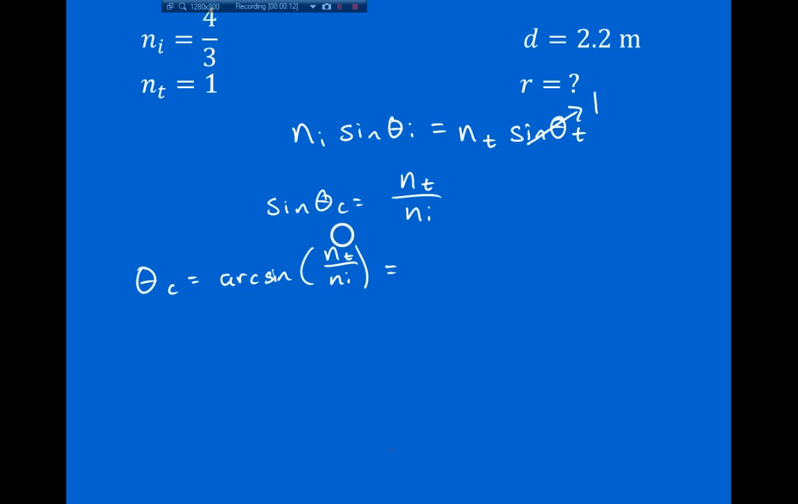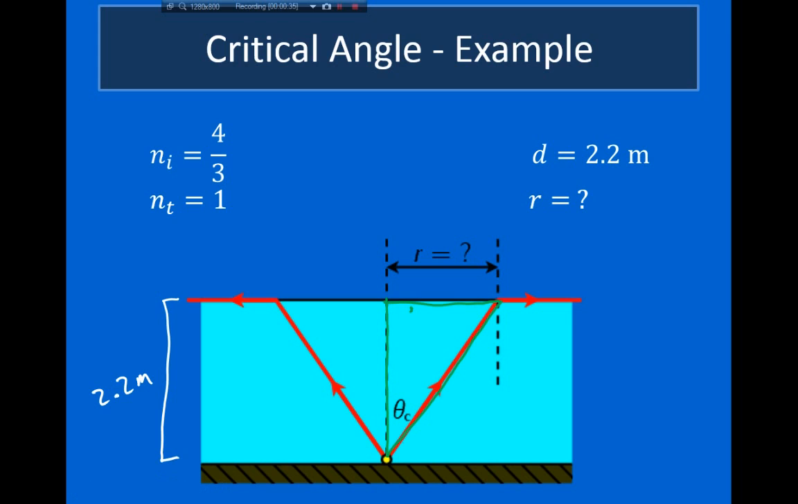And the material the light is being transmitted into is air, which has an index of refraction of 1. The initial material was water. It has an index of refraction of 4/3. So we have arc sine of 1 divided by 4/3. And if you plug this into a calculator, you'll see that that critical angle is equal to 48.6 degrees. So going back, this angle right here is 48.6 degrees.